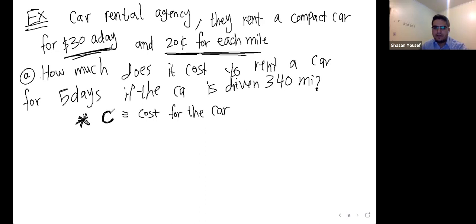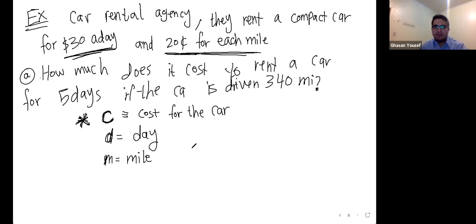So I denote C as the cost of this car. Exactly, 30D plus 20. Second thing, here I want to denote by D the date, the day. How many days? And M by mileage, by mile. So now I can solve this question.